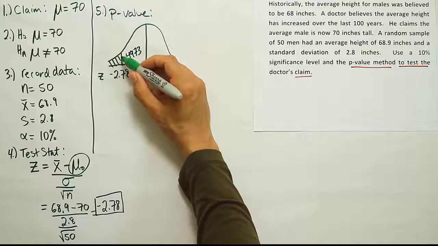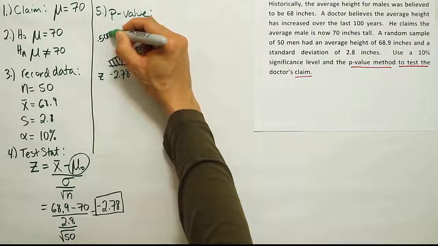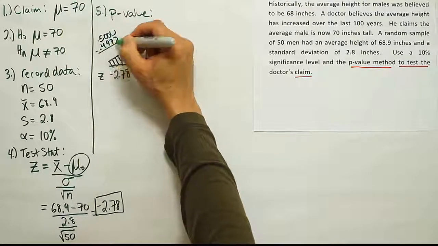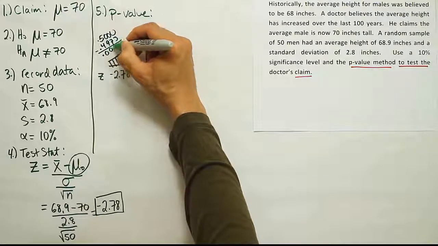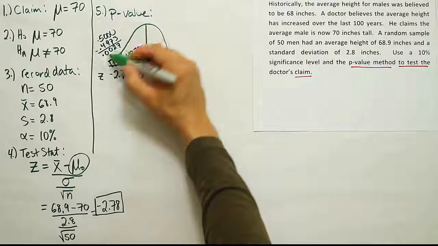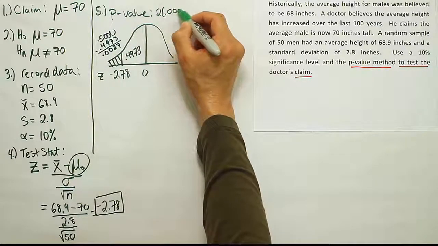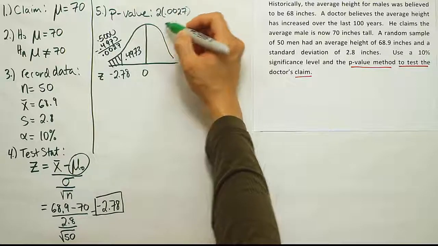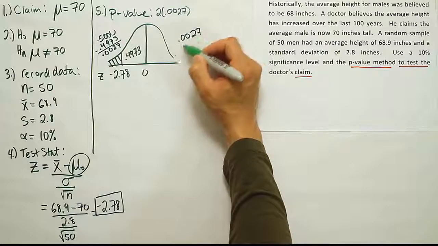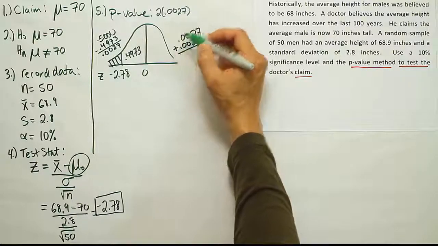We need to find the tail area, so we'll do 0.5 minus 0.4973. And of course, we get the answer 0.0027 in that case. So the p-value is going to be twice that amount, so 2 times 0.0027. Okay, so we can do this in 2 ways. We can either multiply by 2 or we can just add it to itself, right? That'll be doubling it by adding it to itself. So let's do the addition.